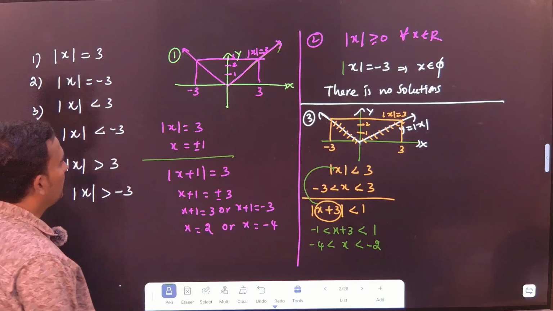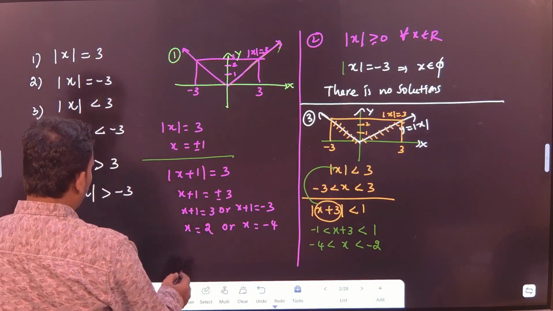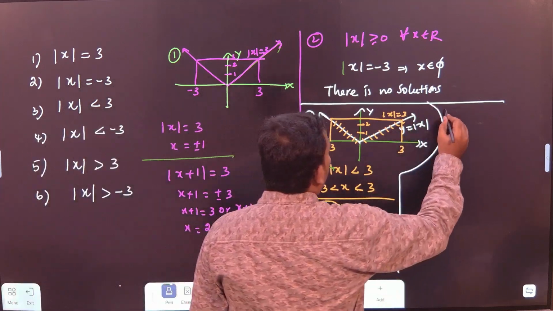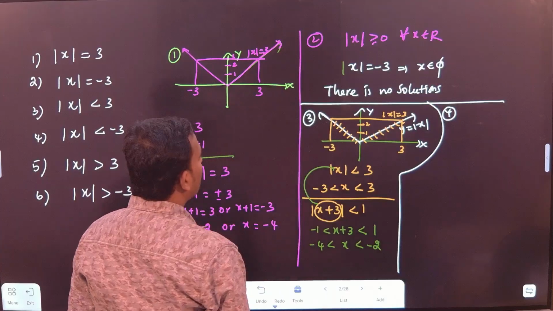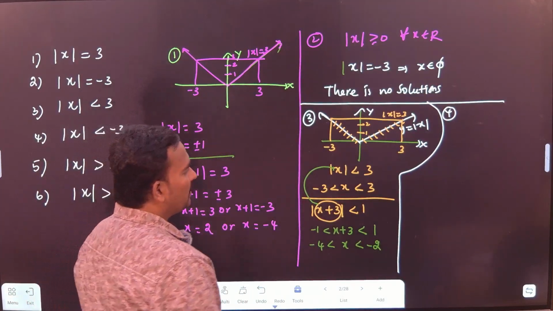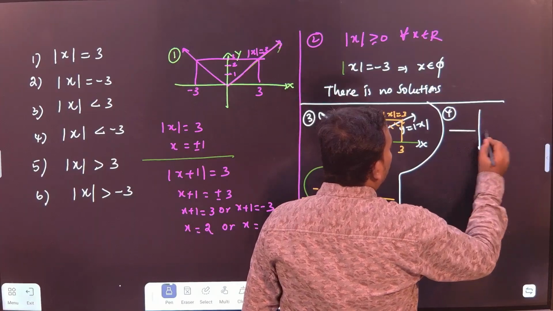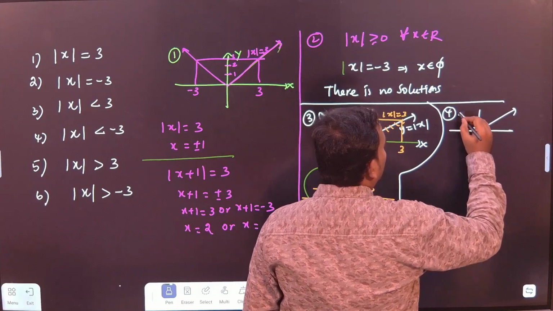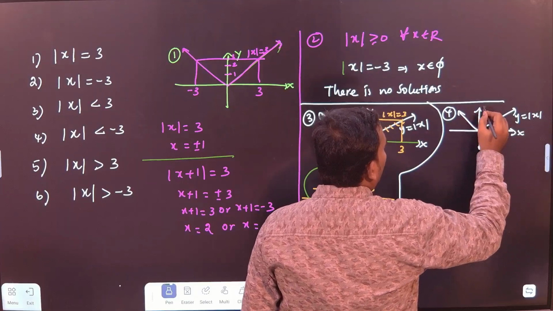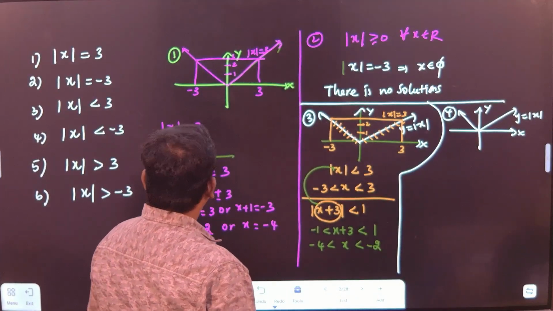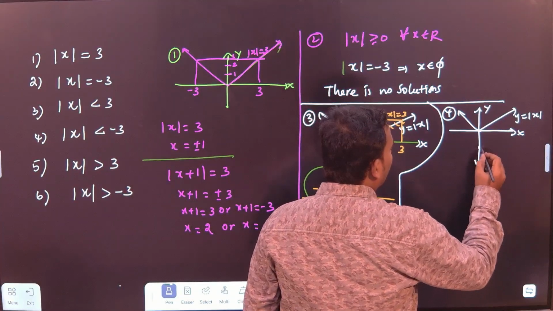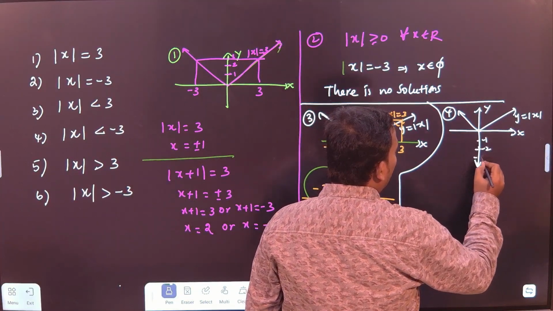Okay, fine. Let's take another one. The fourth one, you can see, student: mod x is less than minus 3. You can see the mod x graph is there. This is your y is equal to mod x, right? This is the x axis, this is the y axis. Less than minus 3, the output is negative. Negative here is minus 1, minus 2, minus 3.